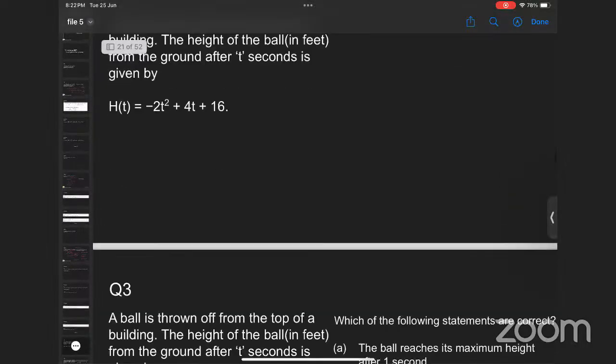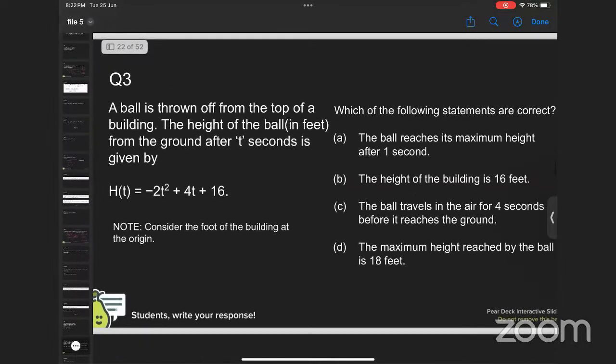Yeah, so this is the next question. Take 3 minutes. At 8:25, we will start discussion about this question. A ball is thrown from the top of the building. Height of the ball from the ground.